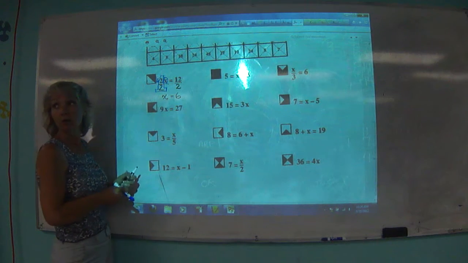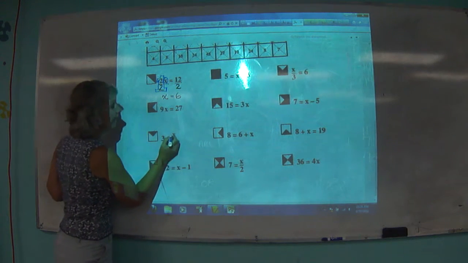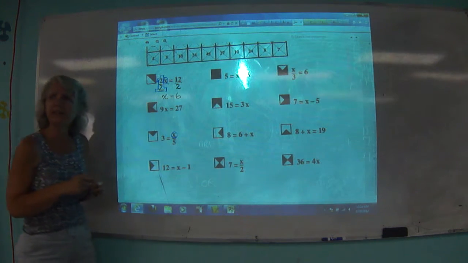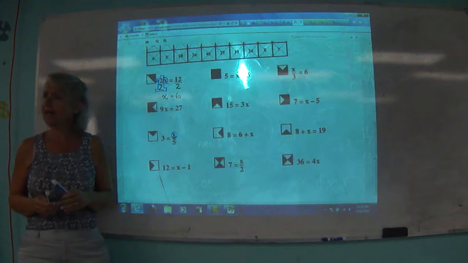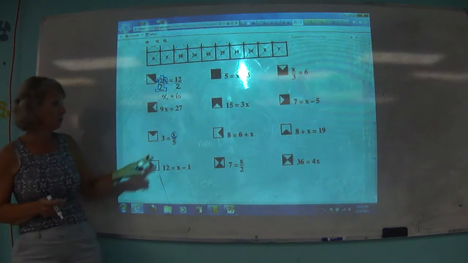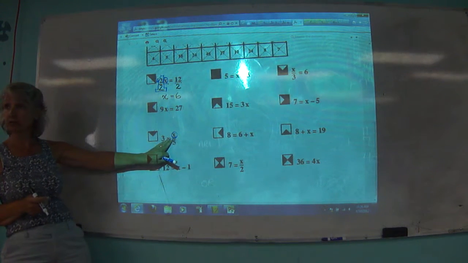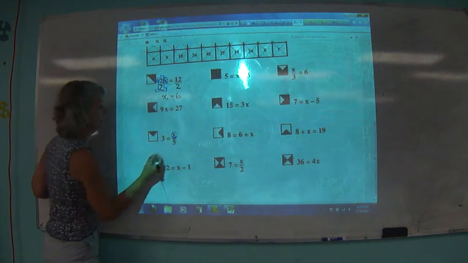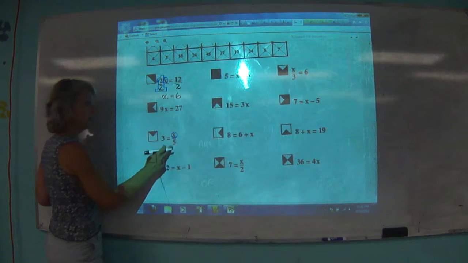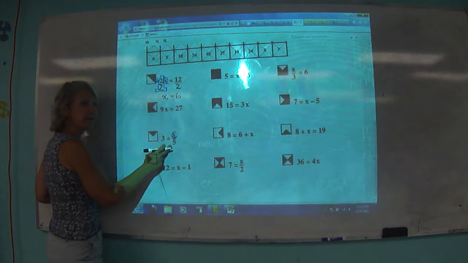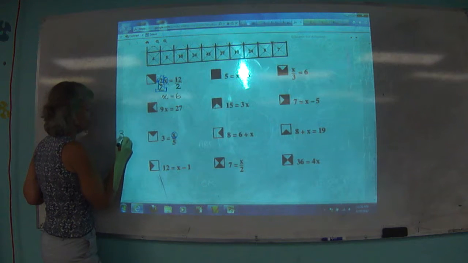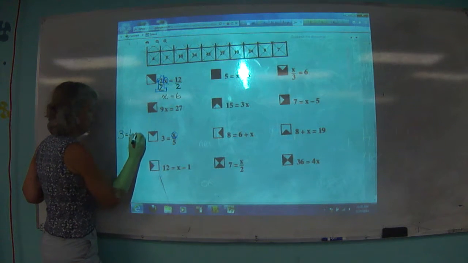We want to isolate x. Okay? What number would be in front of x? If there's only, how many x's are there? 1. So what number's in front of x that they don't write? 1. Okay? 1/5 x. This is exactly the same as 3 equals 1/5 x.